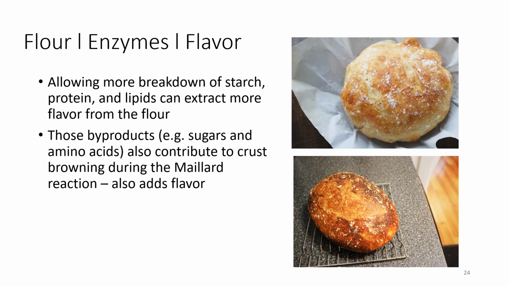Part of that flavor extraction has to do with the Maillard reaction, as I mentioned in the last slide, where you have those sugars and amino acids that are byproducts of enzymatic breakdown that really help to contribute to the Maillard reaction, which also adds more flavor to the bread, especially in the crust. If you can see in the figure on the right-hand side, this is the same bread recipe, but at the top, I didn't bake the bread for as long as I did on the bottom. As you can see, the bottom is more brown, which means that the Maillard reaction was given more time to occur. And so you have a deeper color and also a deeper flavor in the crust.